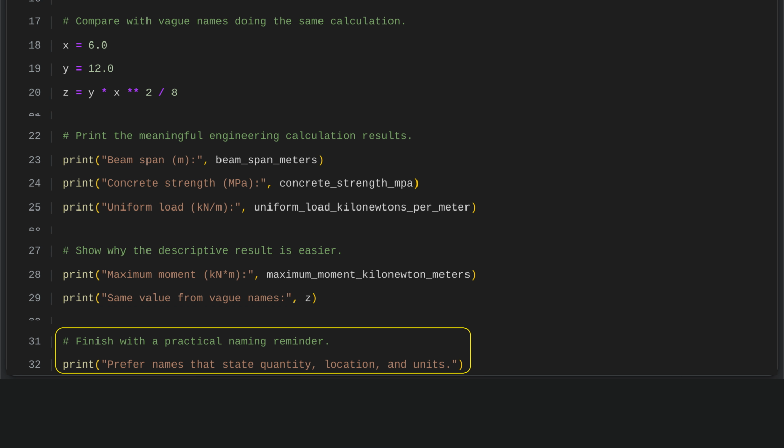The script ends by reminding us to use clear, descriptive variable names. Good names should indicate what is being measured, the relevant context, and the units. This makes code easier to understand and maintain, especially when working with precise engineering calculations.